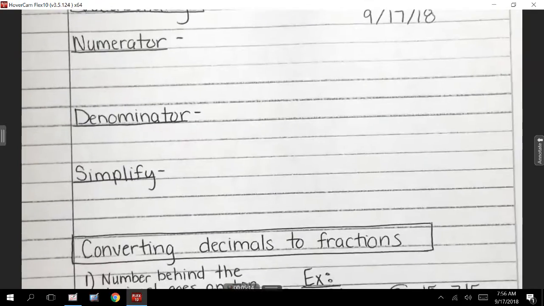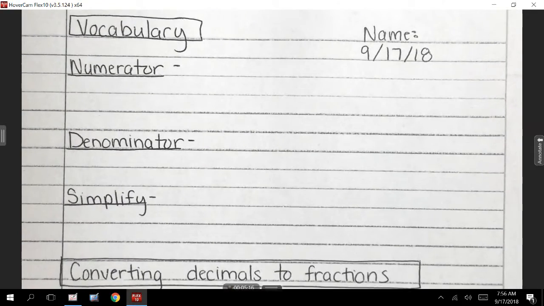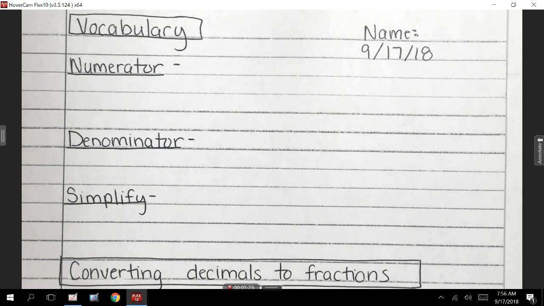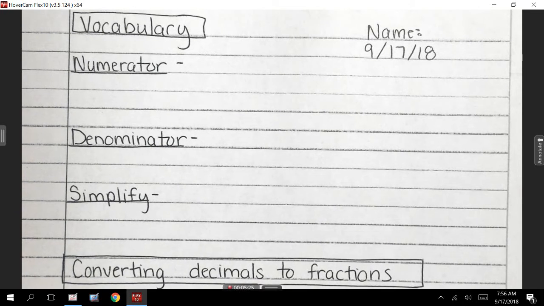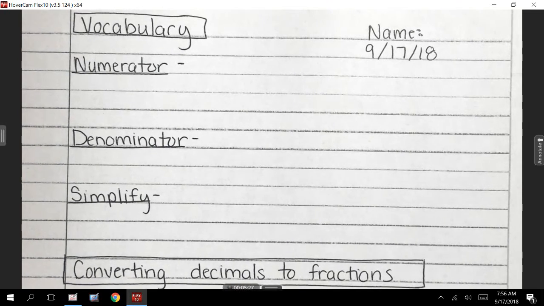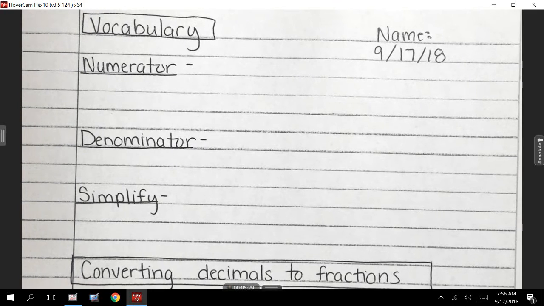Thank you. All right, the first thing we're going to talk about today is our vocabulary. So a numerator. We're going into some fraction talk. So with fractions, we have to mention numerators and denominators. What is a numerator, Charlie? The number on the top of the fraction. That's basically the best way to remember, the number on top.